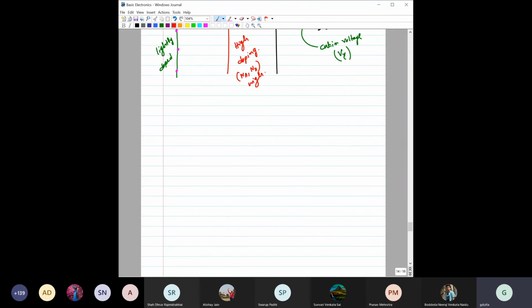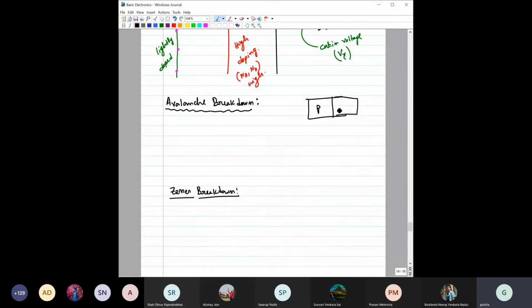Now regarding this breakdown process, there are primarily two mechanisms by which breakdown can occur. One of them is called the avalanche breakdown, and the other one is the Zener breakdown. Okay, so in avalanche breakdown, what will happen? So again, maybe I will draw this PN junction.